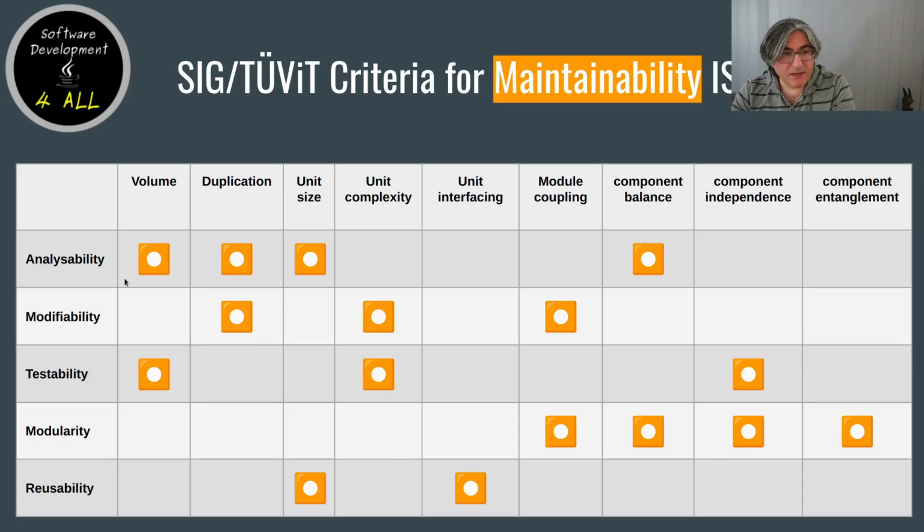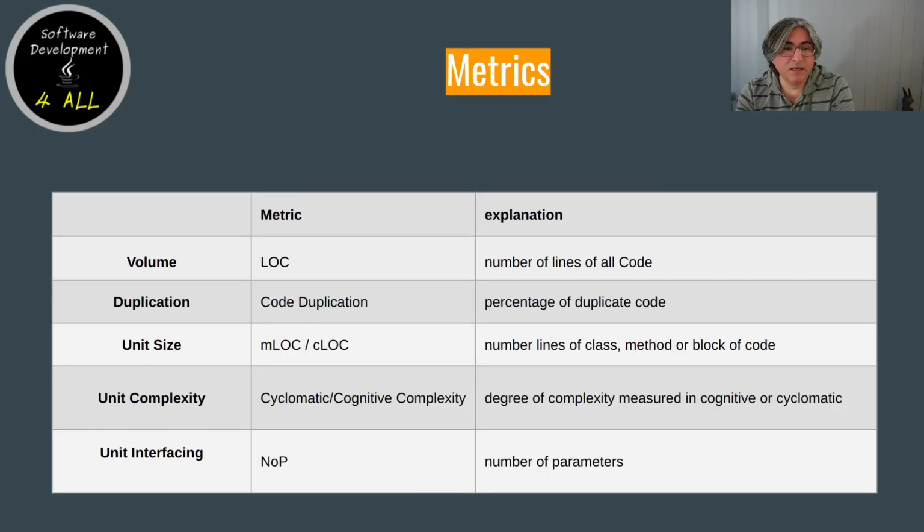So yeah, the relation between the ISO-25010 and the metrics known to us and usable by us is a good basis to go on and examine your own code. Now, so what kind of metrics can we use or how are they called?